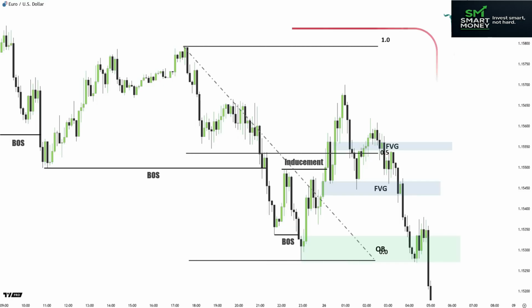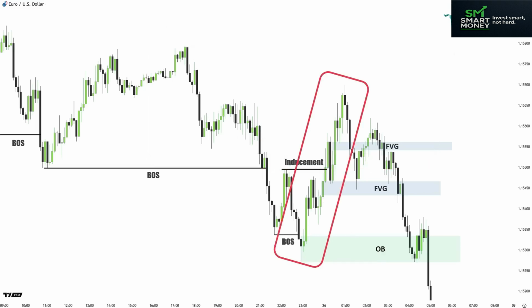If you draw a Fibonacci tool from the swing high to the swing low, you'll see that this bullish move hasn't tapped into the premium area at all. So this entire move upward is nothing more than a pullback, a retracement to activate the unfilled sell orders that the market left behind on its way down. And that's exactly what happened here.